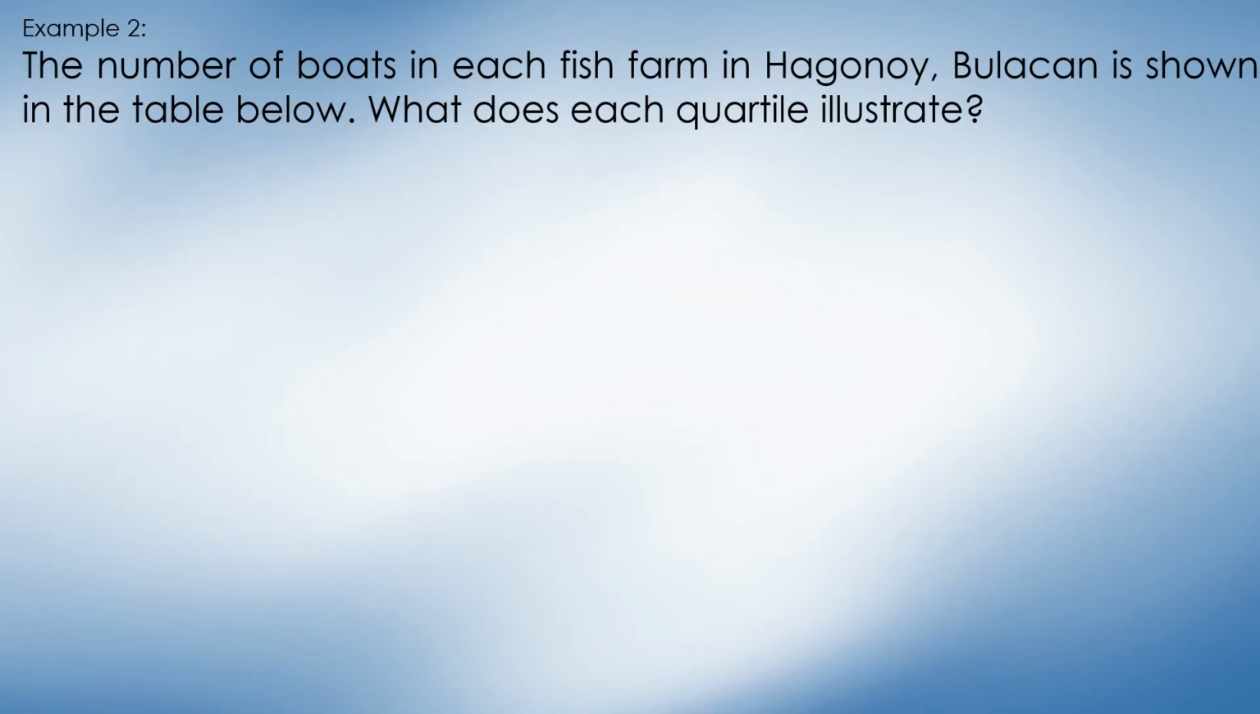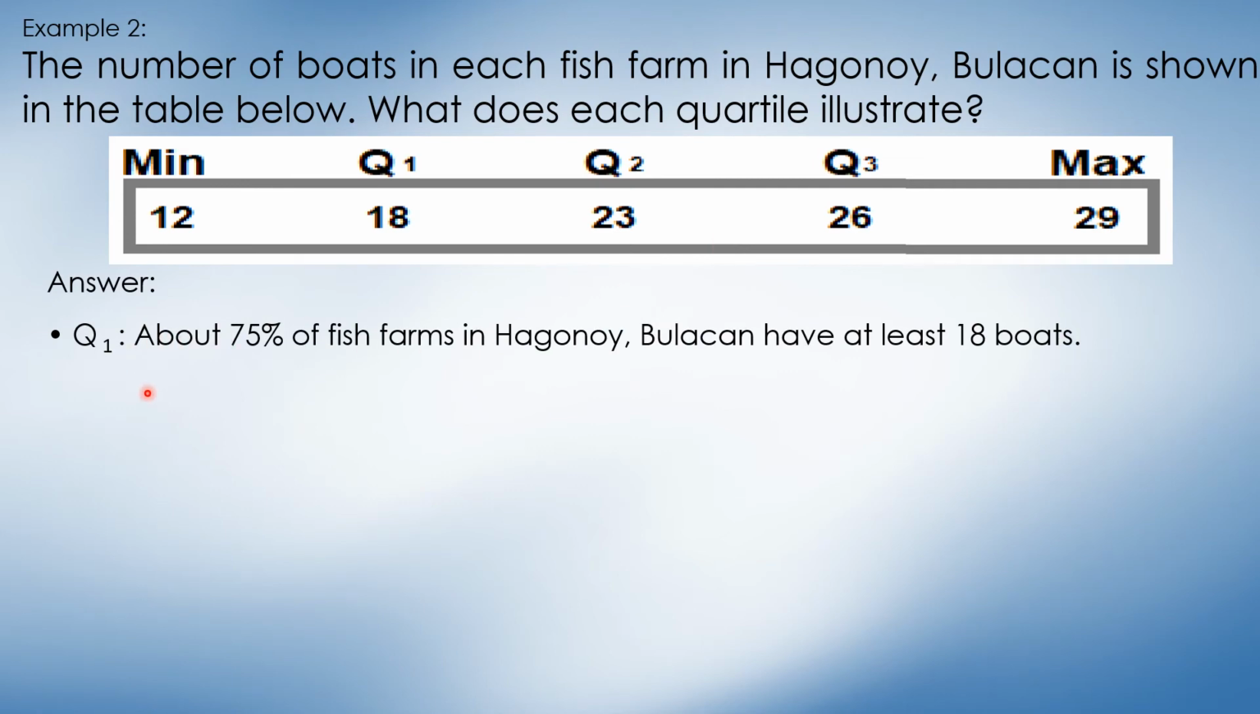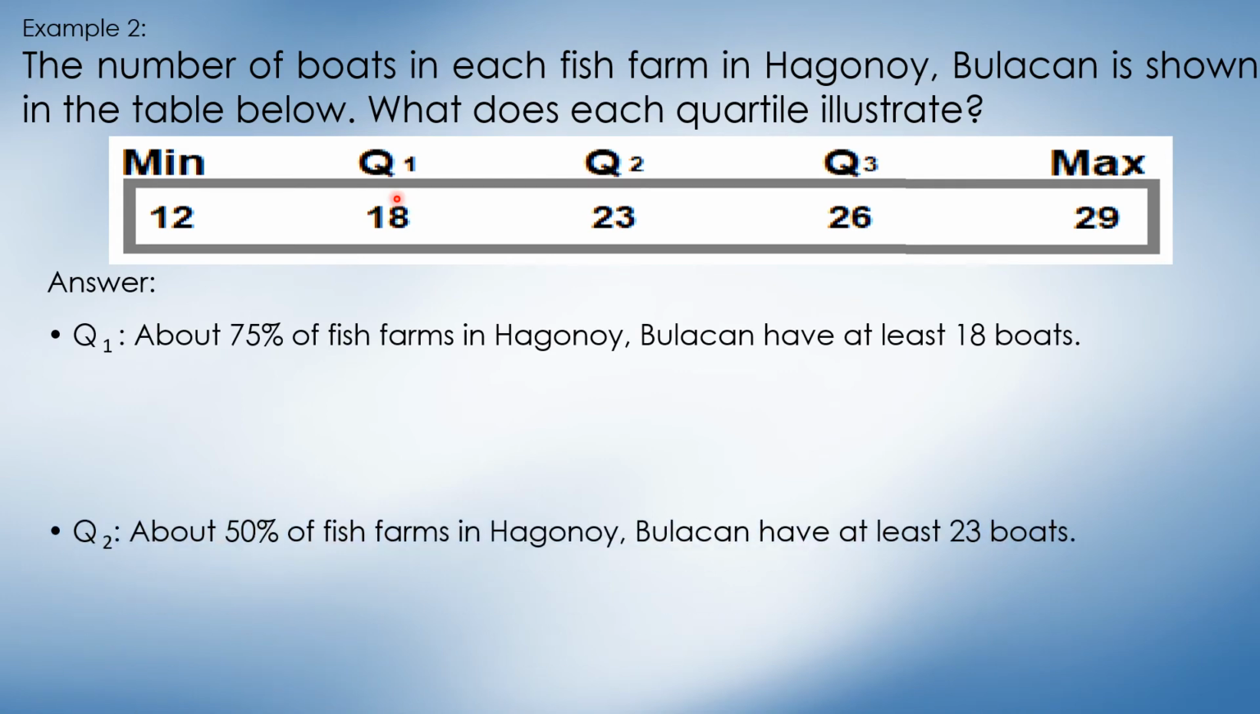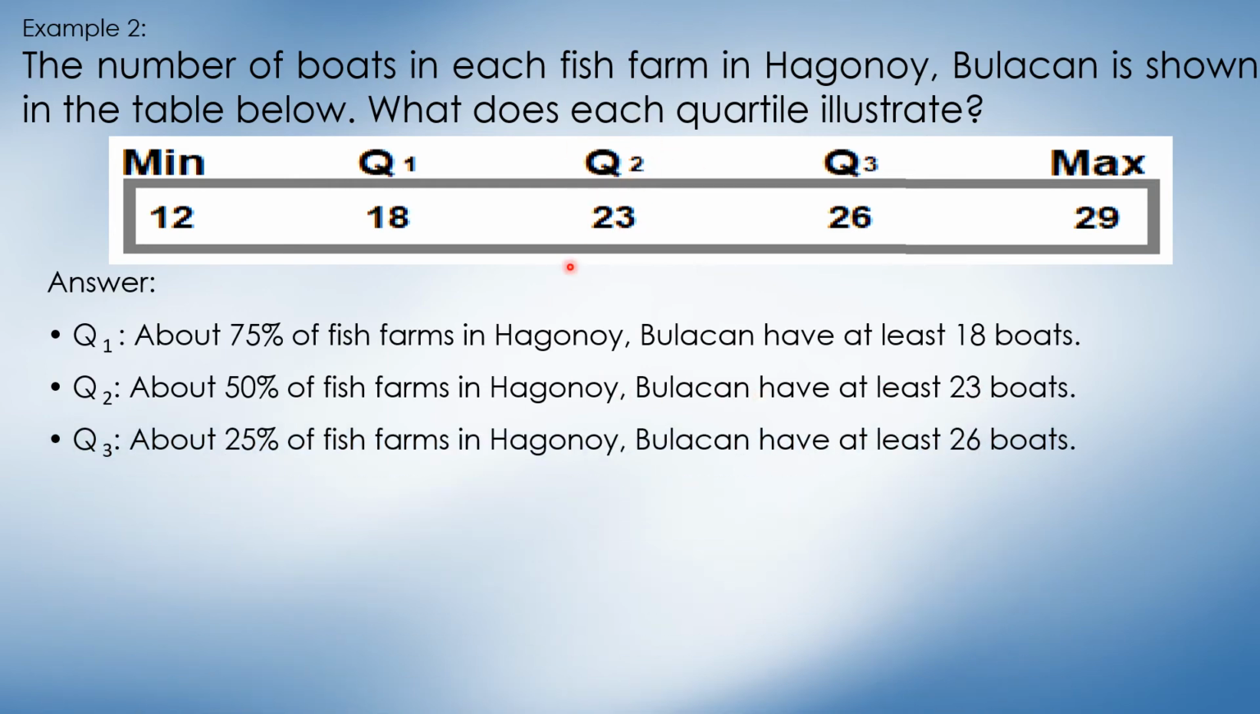Example number 2. The number of boats in each fish farm in Hagonoy, Bulacan is shown in the table below. What does each quartile illustrate? So you can see here, our answer for the first quartile: about 75% of fish farms in Hagonoy, Bulacan have at least 18 boats. Second quartile: about 50% of fish farms in Hagonoy, Bulacan have at least 23 boats. For the third quartile: about 25% of fish farms in Hagonoy, Bulacan have at least 26 boats.